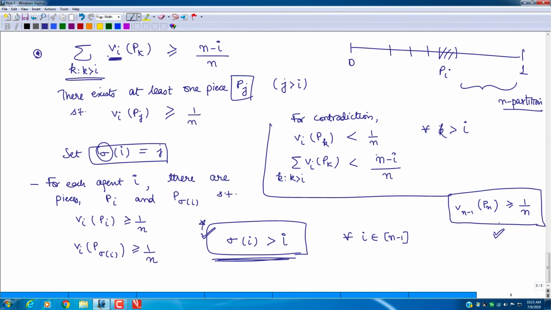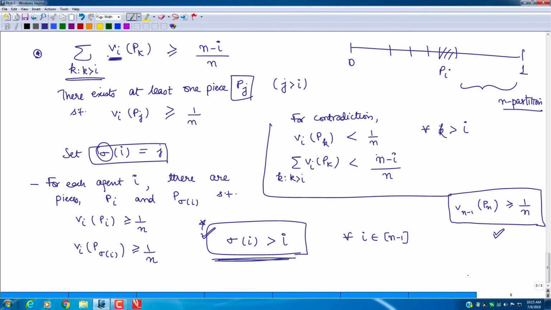Sure, because it's unallocated right now. It's not a primary choice of any agent till n minus 1. It was a leftover piece after we've done the moving knife procedure.